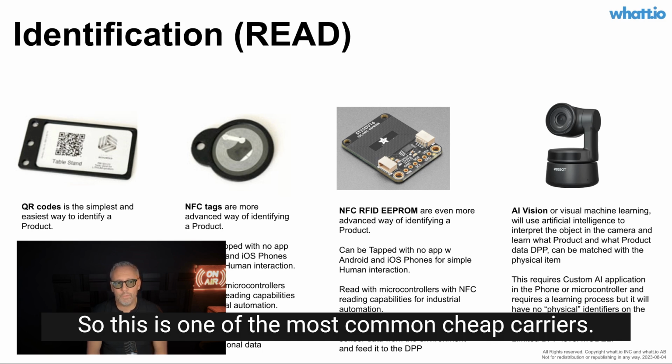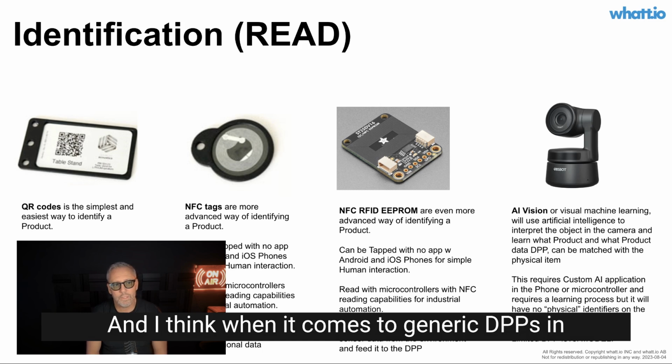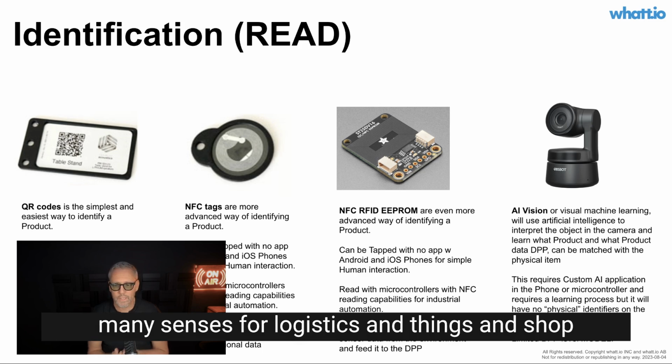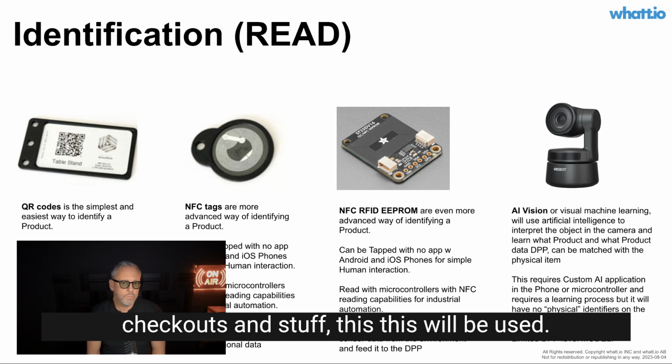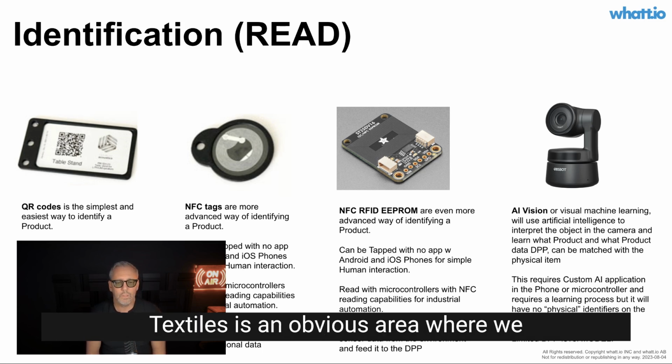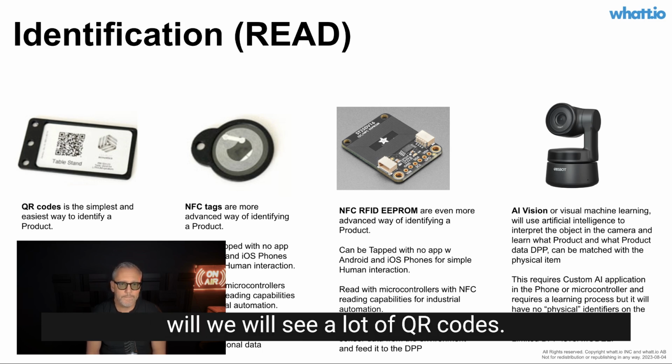This is one of the most common cheap carriers, and when it comes to generic DPPs, in many cases for logistics and shop checkouts, this will be used. Textiles is an obvious area where we will see a lot of QR codes.